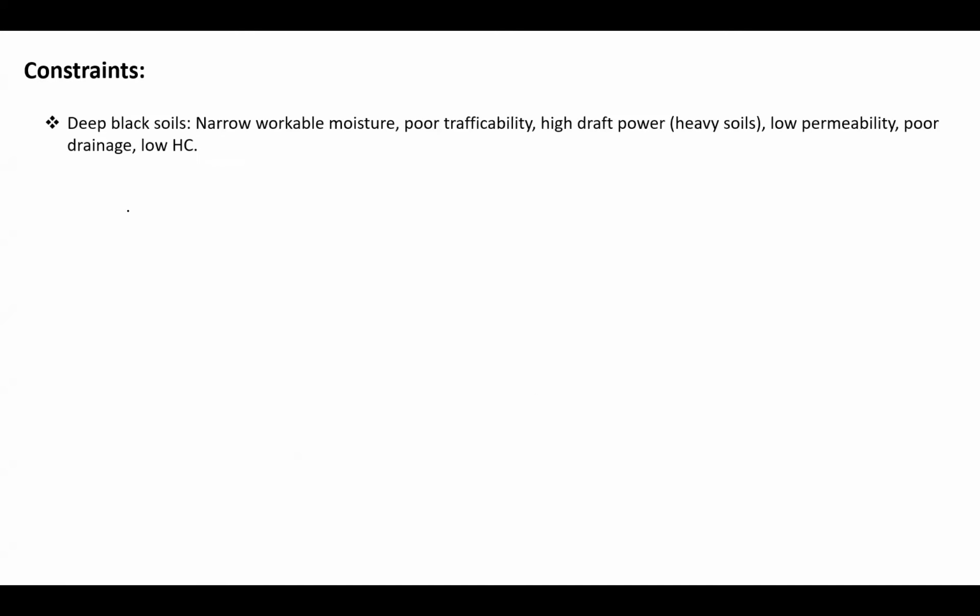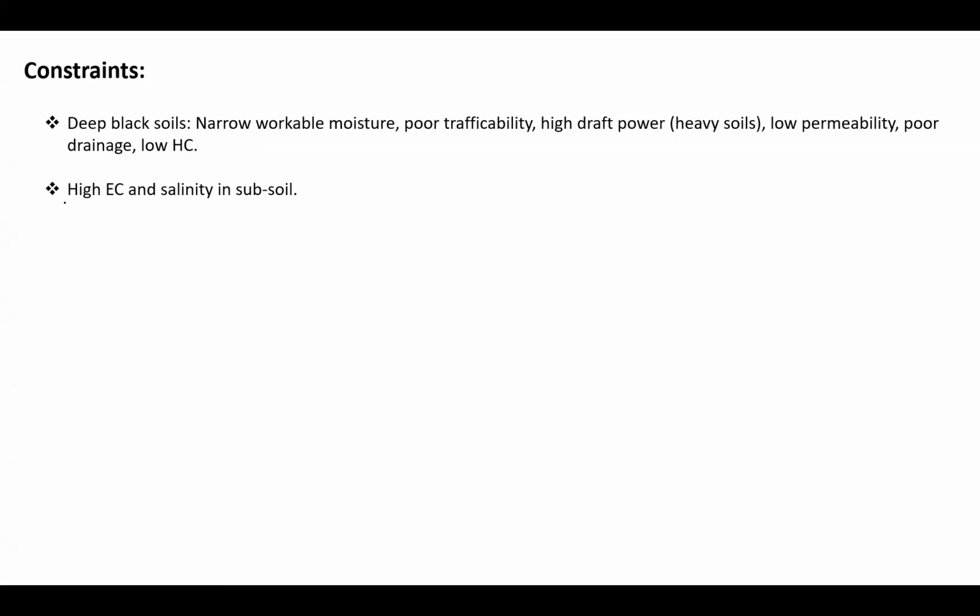And what are the constraints? What are the disadvantages of these soils? We can see deep black color, a narrow workable moisture range, poor trafficability, high draft power, low permeability and poor drainage conditions. Due to the very tight, heavy moisture condition and the 2:1 type of expandable clay, we cannot plow these soils properly. That's why there will be very poor trafficability. Even if we try to drag our tractor in these soils, the draft is very high and we need a lot of power, which means heavy horsepower vehicles are required to plow these soils.